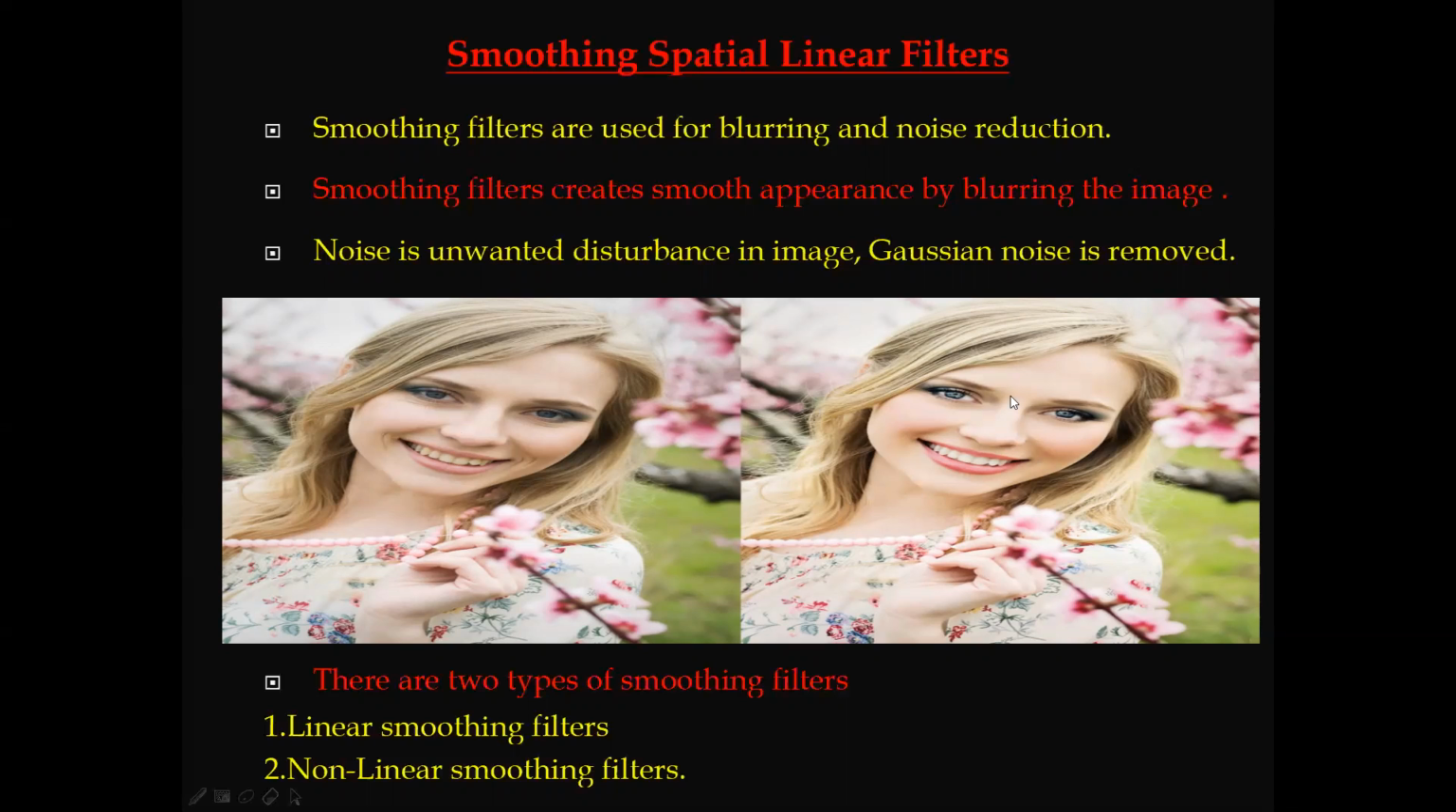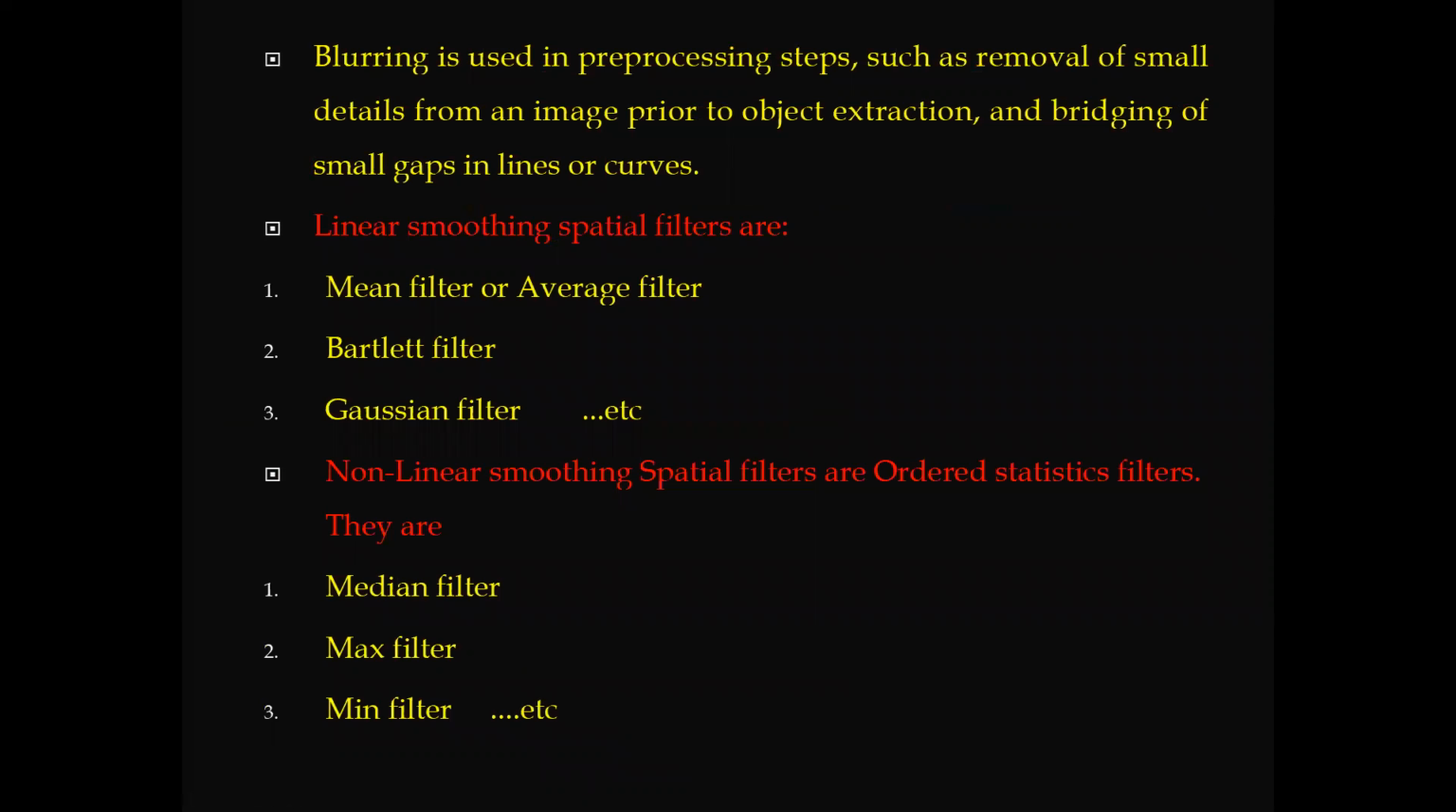Due to smoothing, the second image is the smooth image. You can see that due to this blurring, the lines which are present behind the eye and on the face disappear. This is because of smoothing. Blurring is used in pre-processing steps such as removal of small details from an image prior to object extraction, and bridging of small gaps in lines and curves.